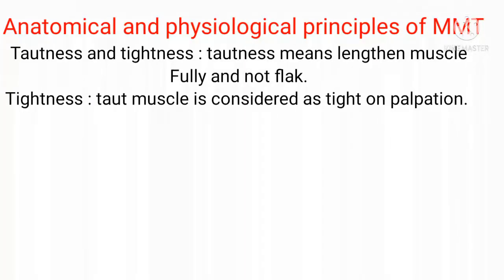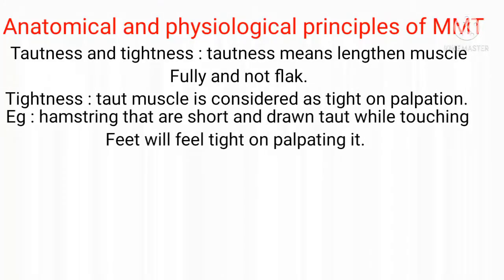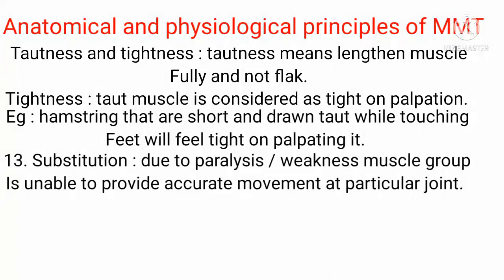Tautness and tightness. Tautness means a lengthened muscle stretched fully and not slack. Tightness means a taut muscle is considered as tight on palpation. For example, hamstrings that are short and drawn taut while touching the feet will feel tight on palpating them.